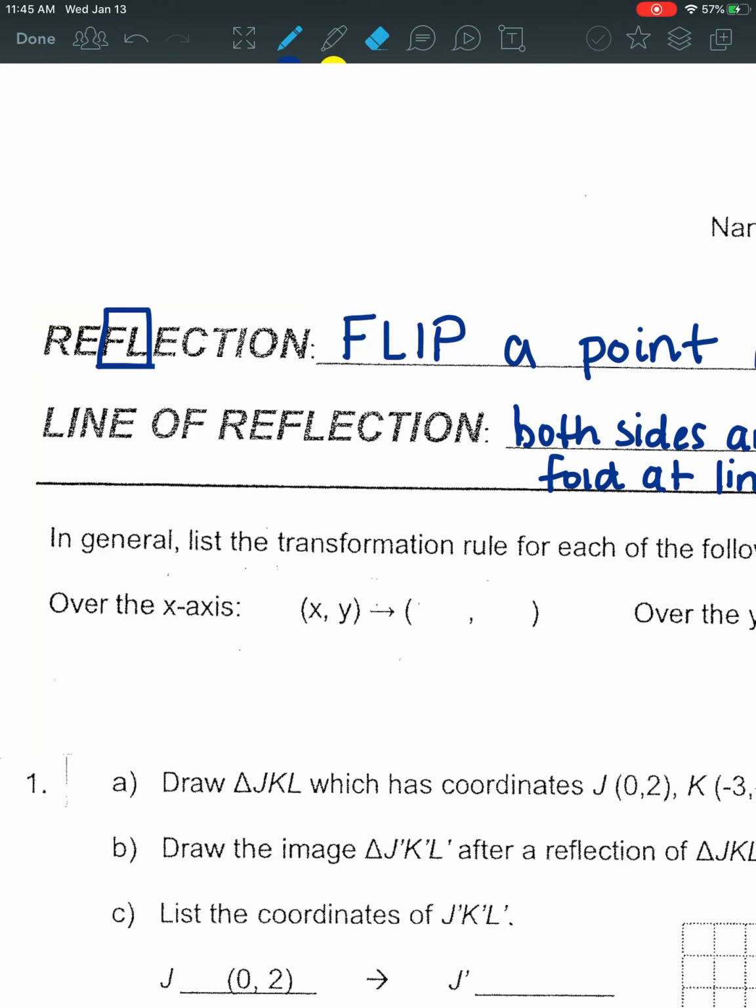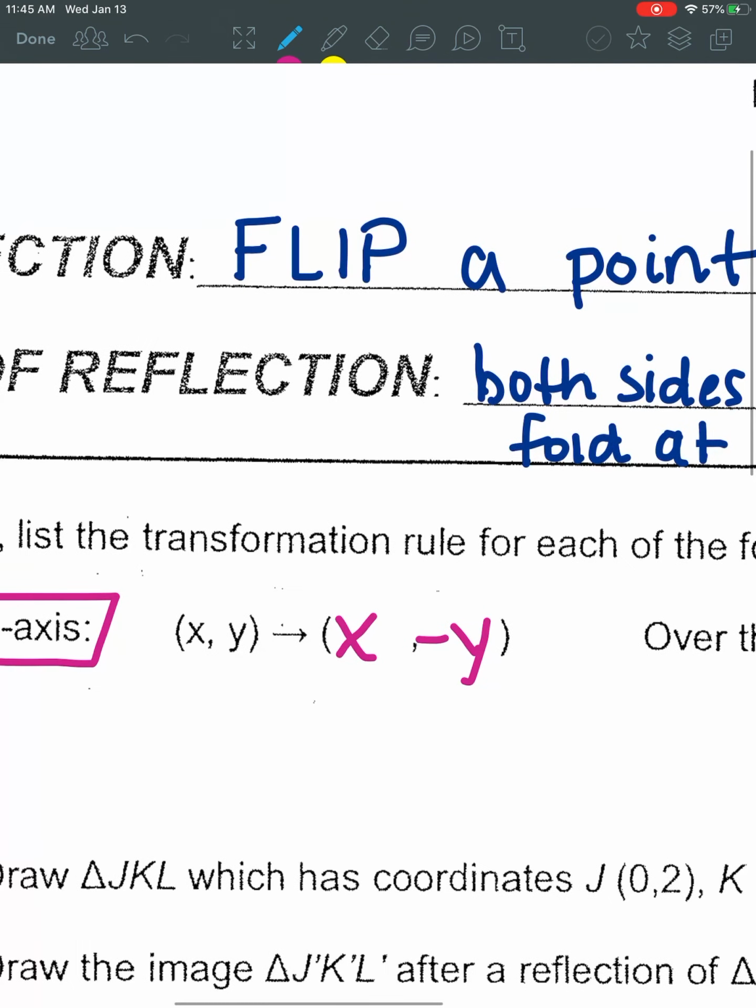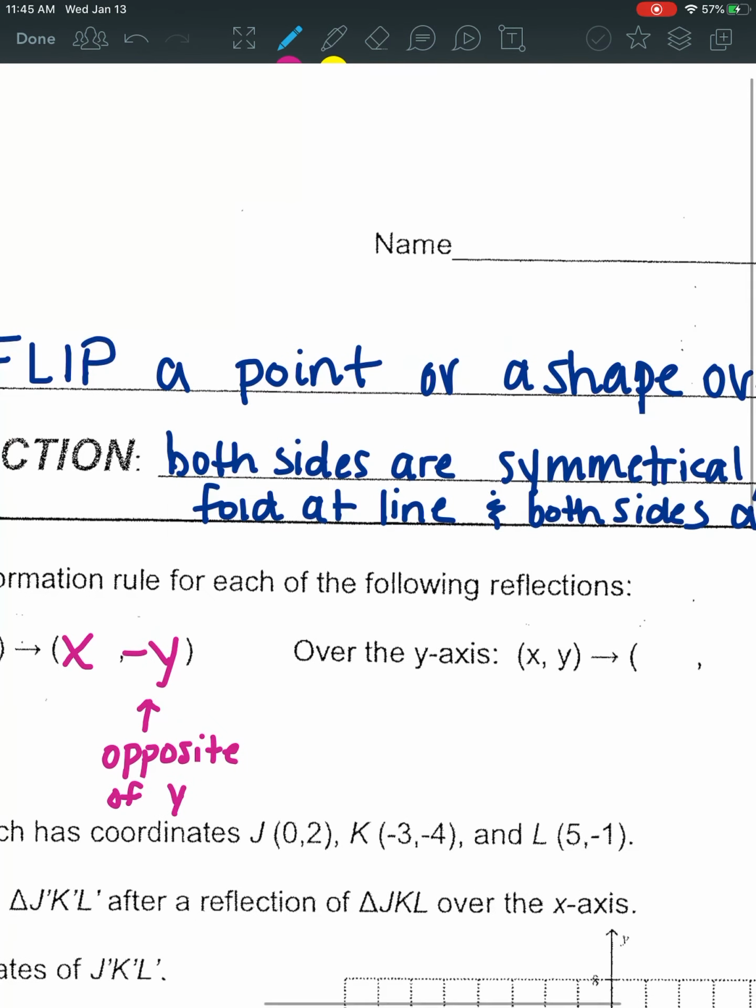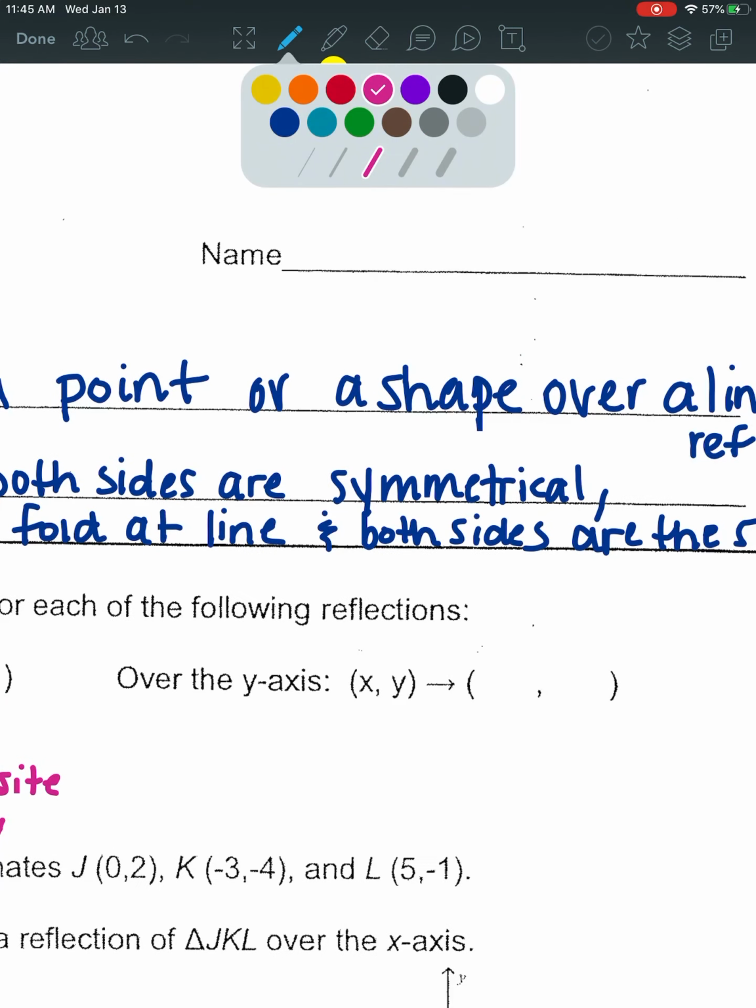If we do not have the graph, and I just simply give you a point and say reflect this over the x-axis, I'm going to do different colors here. So over the x-axis, our rule is (x, -y). What that means is your ordered pair, the x-coordinate, stays exactly the same. When I say negative y, think the opposite of y. If the y-coordinate is positive, then it becomes a negative. But if the y-coordinate is negative, then a negative and a negative equals a positive.